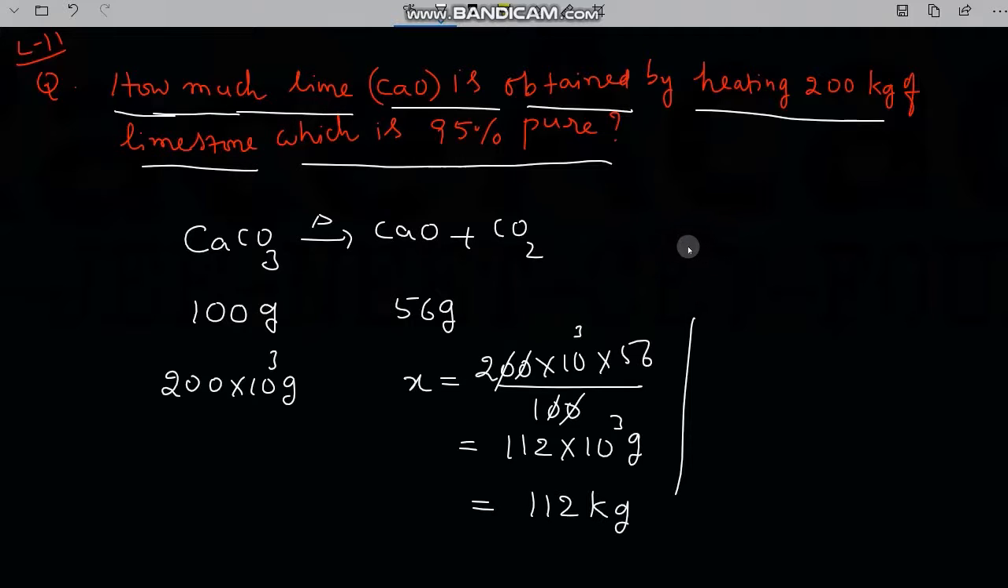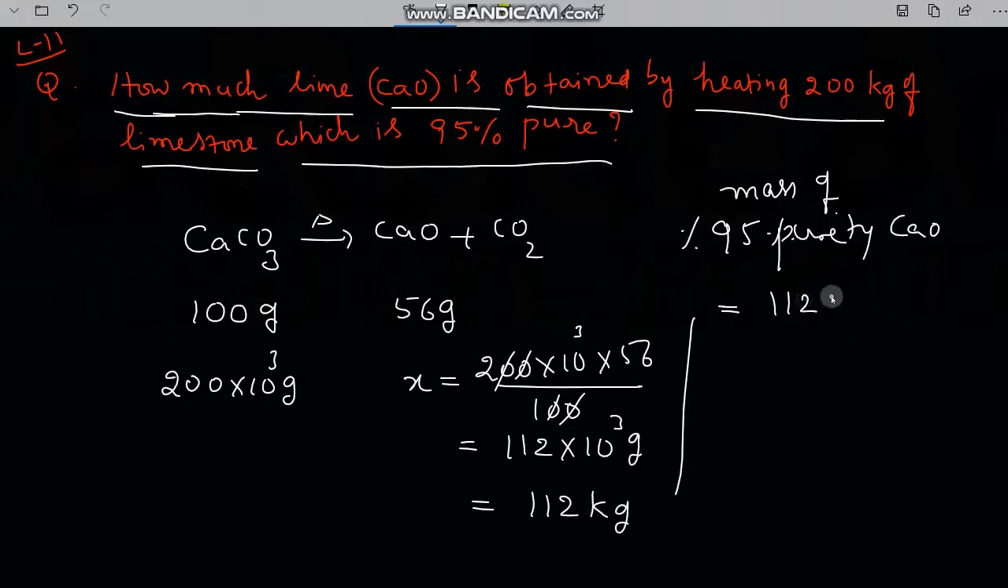But there is the percentage of purity, 95%. So this is the mass of 95% purity CaO we have to find. So 95% means 112 into 95%. After multiplication, we get 106.4 kilograms. This is the answer for this question.